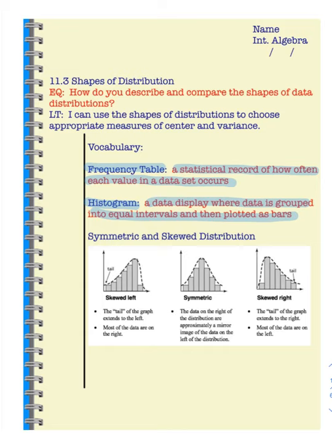Some key points from today's lesson. Data is skewed left if the tail of the graph extends to the left. This is the tail, the smaller portion, which means that most of the data is on the right. Data is symmetric if it's about even on both sides of the center. And data is skewed right if the tail of the graph extends to the right, meaning most of the data is on the left.